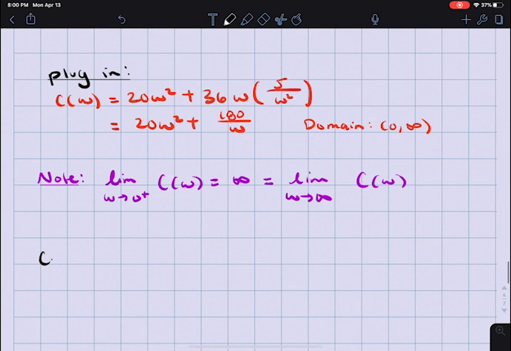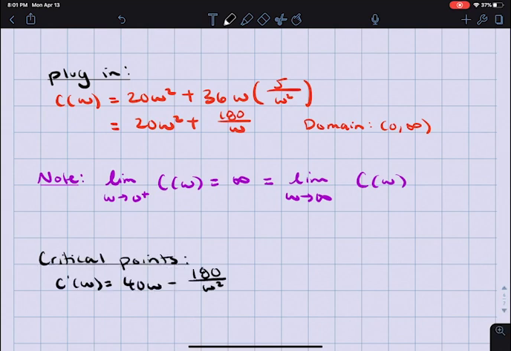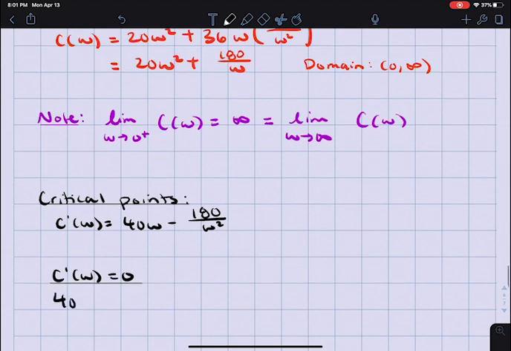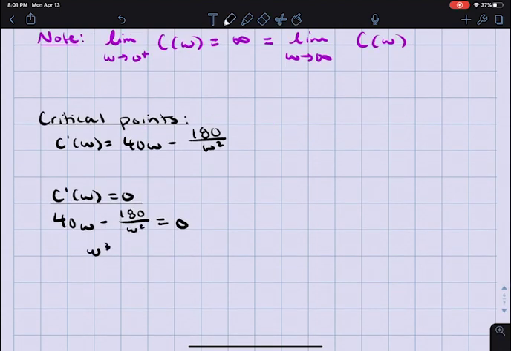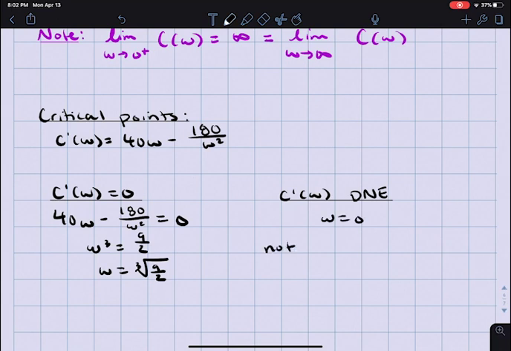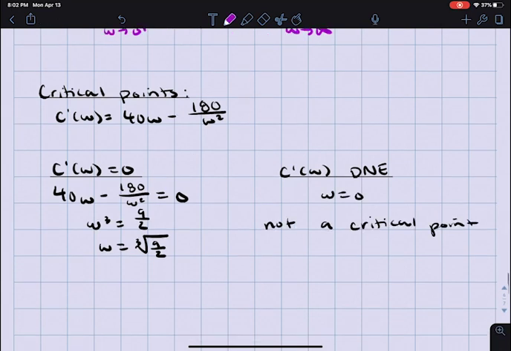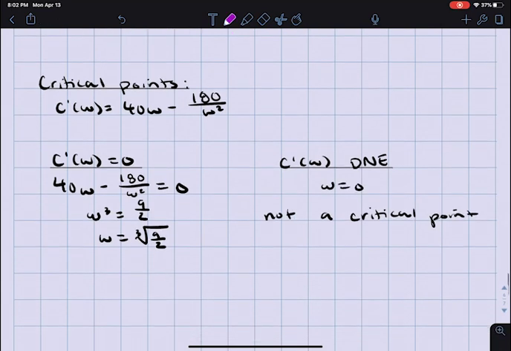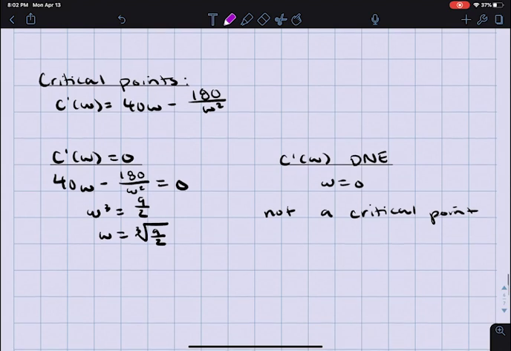Now we find the critical points in the same way as before. We see that the cube root of 9/2 is a critical point. And just like before, even though the derivative does not exist at w equals 0, it's not a critical point because it's not in the domain. Finally, we should verify that our critical point actually constitutes the absolute minimum. You can use the second derivative test exactly like in the previous example.